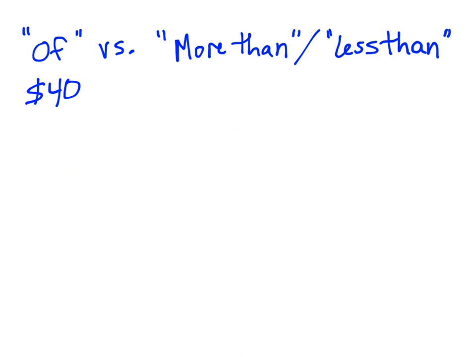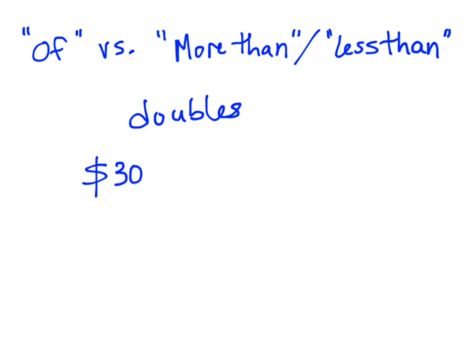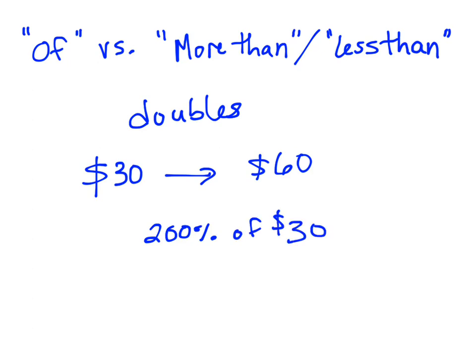Now there is a connection between the two. If you know a percent of, you can always find what the percent more or less than is, and vice versa. So let's say that something doubles. Let's say it goes from $30 to $60. Well, then we can say 2 things. We can say that the new amount, 60, is 200% of 30, because if you multiply 30 by 200%, you get 60.